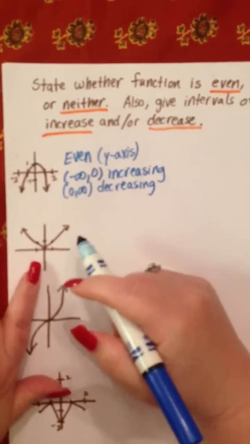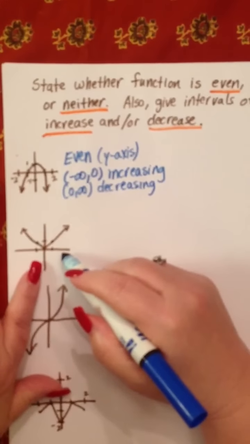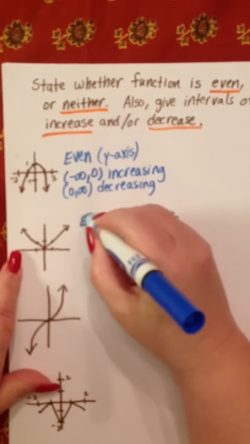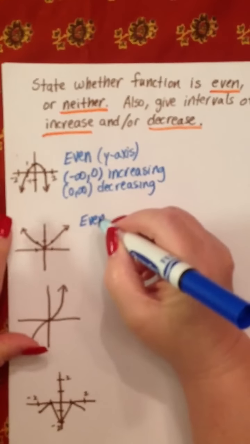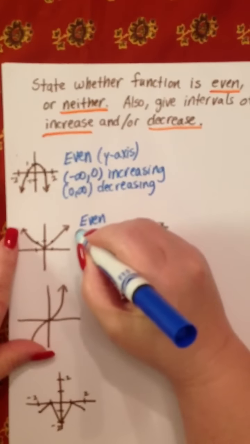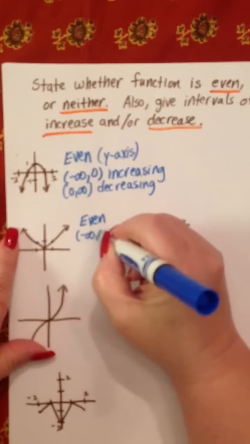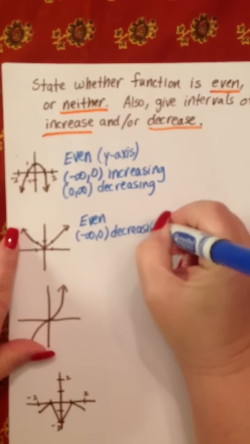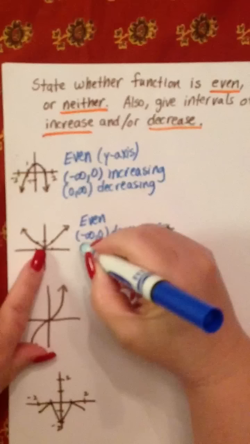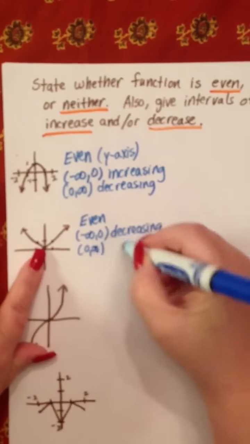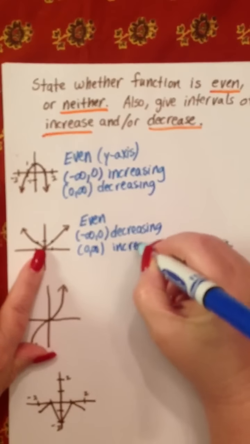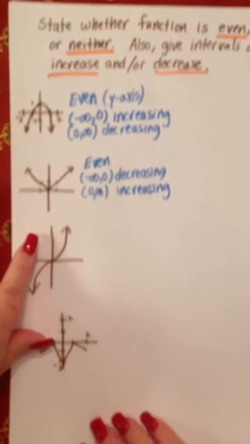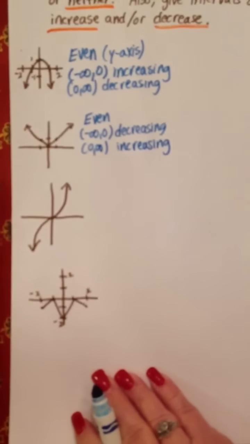Alright, let's look at our next function. This looks like an absolute value function. It does have symmetry on the y-axis, so it is also even. As you read from left to right, from negative infinity to 0, it appears to be decreasing because it's going downhill. And from 0 to infinity, it is increasing. Alright, next function. Let me make sure we can see everything from here. That looks good.